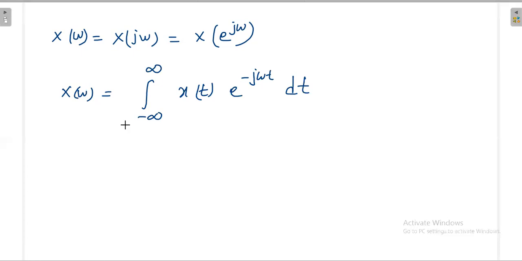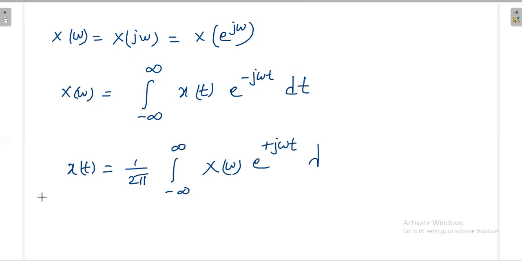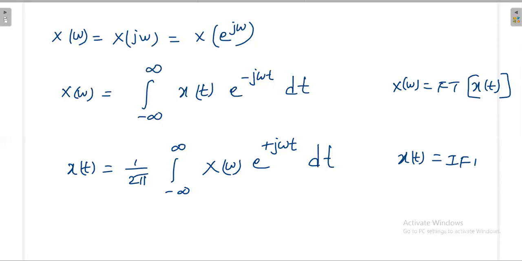Suppose you have x of omega, then how do you calculate x of t? x of t is equal to 1 by 2 pi times the integral from minus infinity to plus infinity of x of omega e power plus j omega t d omega. So x of omega is the Fourier transform of x of t, and x of t is the inverse Fourier transform of x of omega.